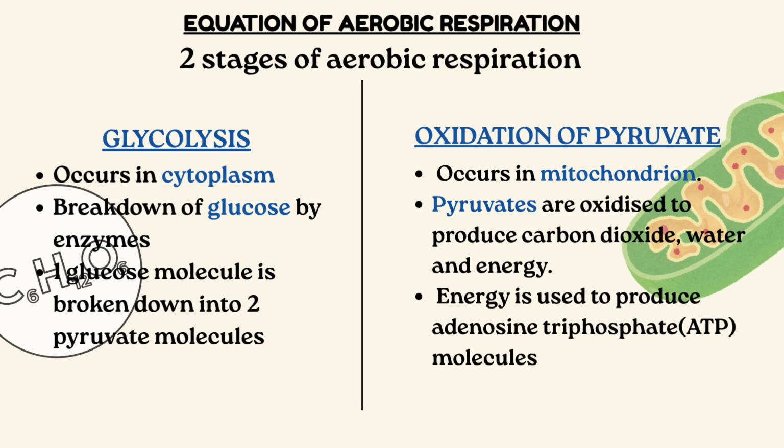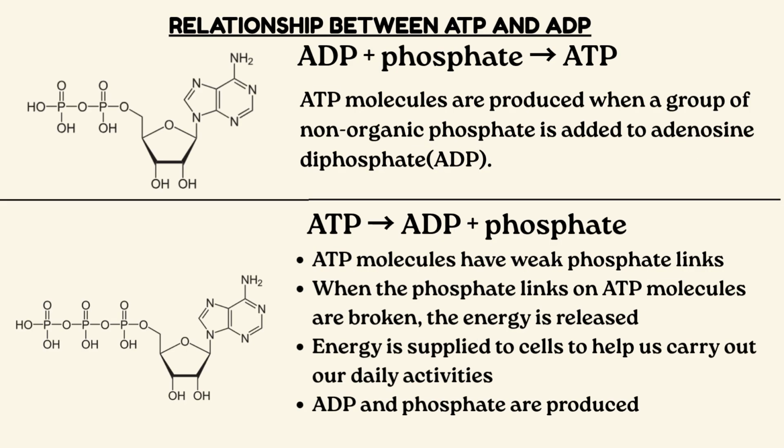Second stage is oxidation of pyruvate. Oxidation of pyruvate occurs in the mitochondria. Pyruvates are oxidized to produce carbon dioxide, water, and energy. Energy is used to produce adenosine triphosphate, ATP, molecules. The aerobic respiration is simplified as follows.